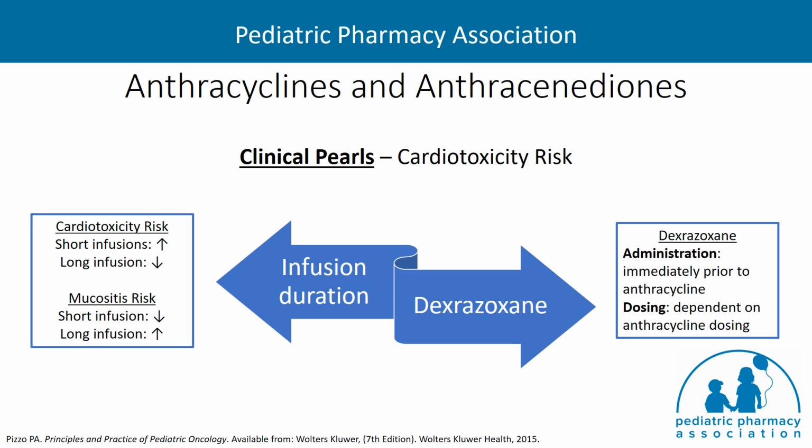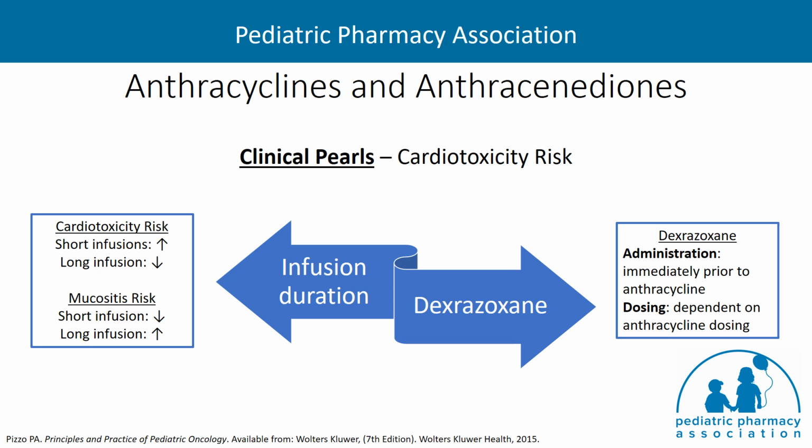Dexrazoxane has been shown to reduce the cardiotoxicity risk of this class of medications, primarily through the mechanism of iron chelation, which then results in a reduction in generation of reactive oxygen species. So through this mechanism, it's been found to reduce the cardiotoxicity risk when administered immediately prior to an anthracycline or anthracenedione dose. The exact dose of dexrazoxane that is recommended is purely dependent upon the specific anthracycline that's being used.